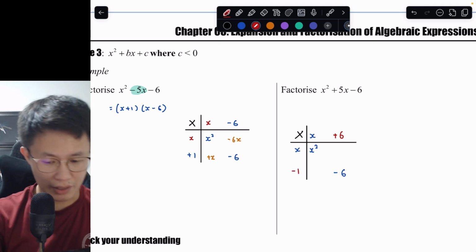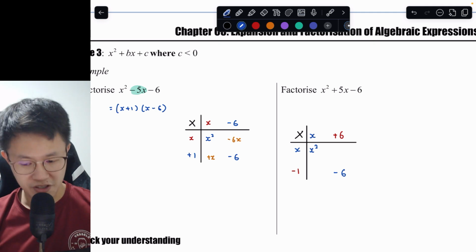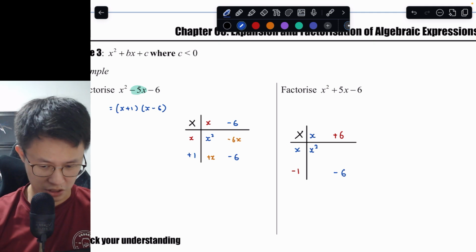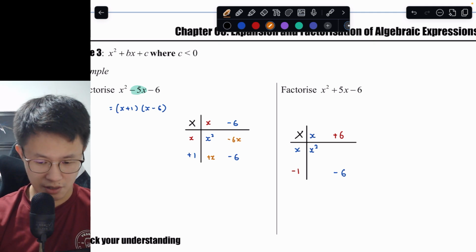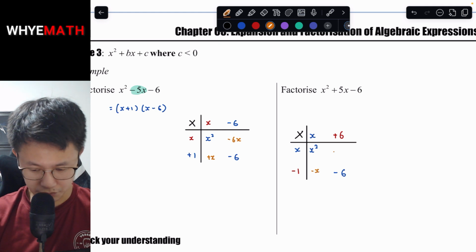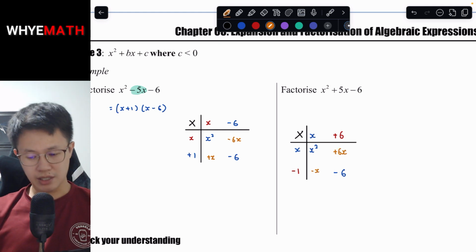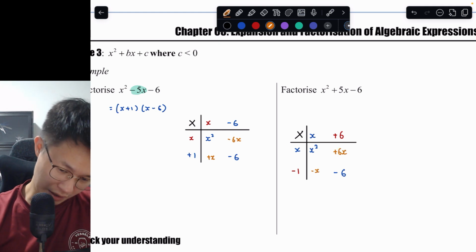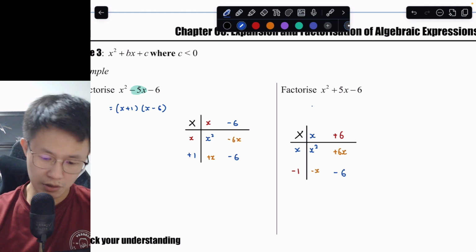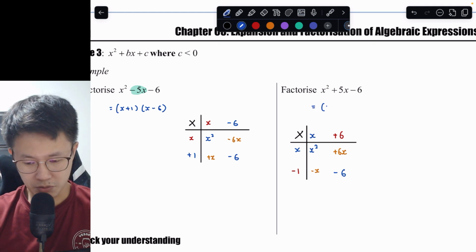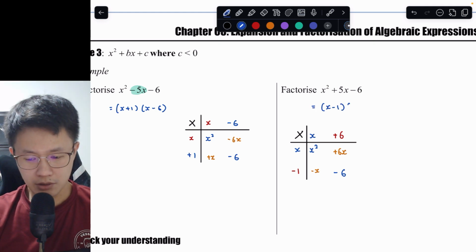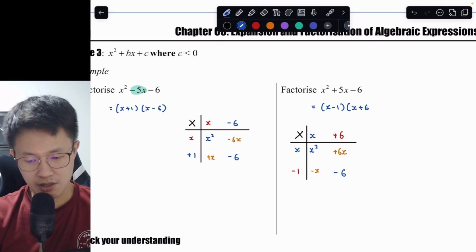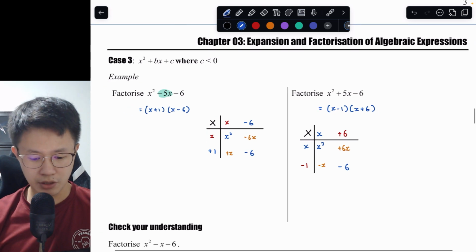So you can look at the factors of the constant term to determine what you actually need. In this case, this will be negative x and positive 6x. And there we go, that gives me positive 5x. And so my factors would be x minus 1 times x plus 6. So, two different ways of doing this.